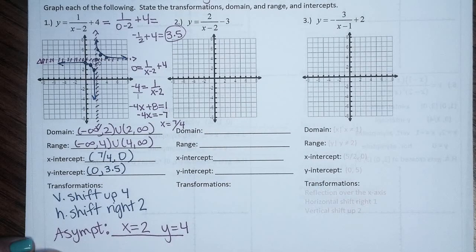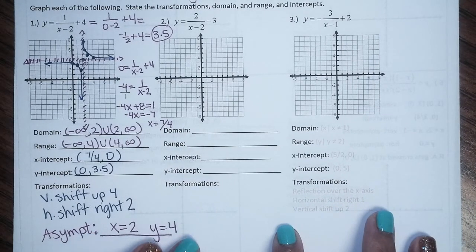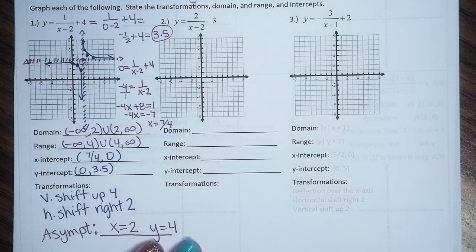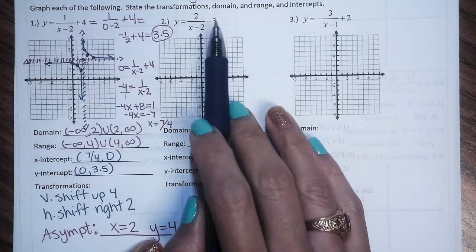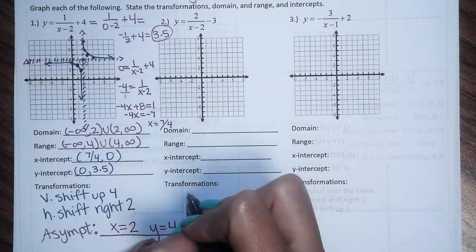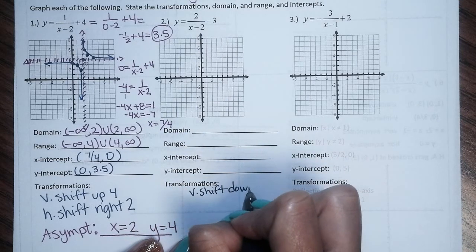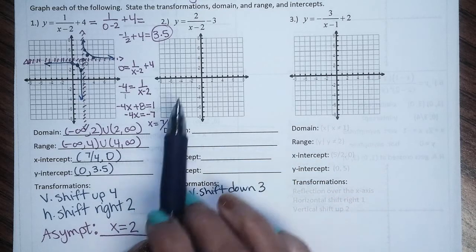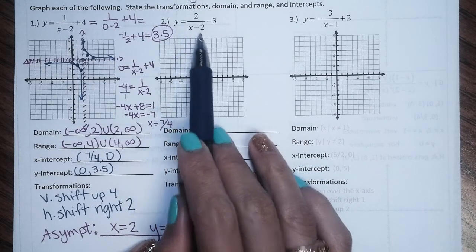Okay, so number 2. Again, the first thing I would do is list the transformations so you can see what happens to the graph, and then you can graph it to find the information. So number 2, there's definitely a vertical shift down 3 because of this minus 3. There's also a shift horizontally, again to the right 2 because it says x minus 2.